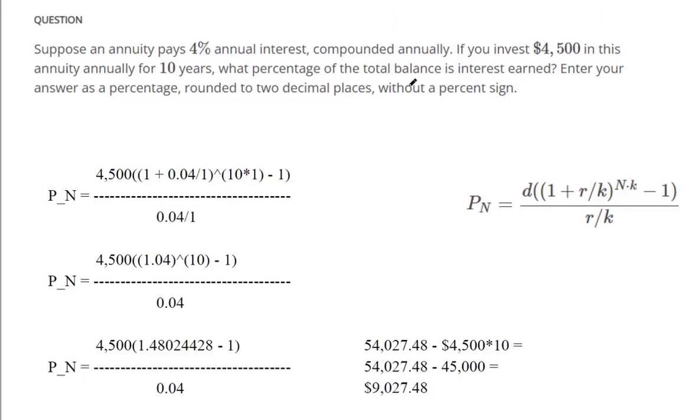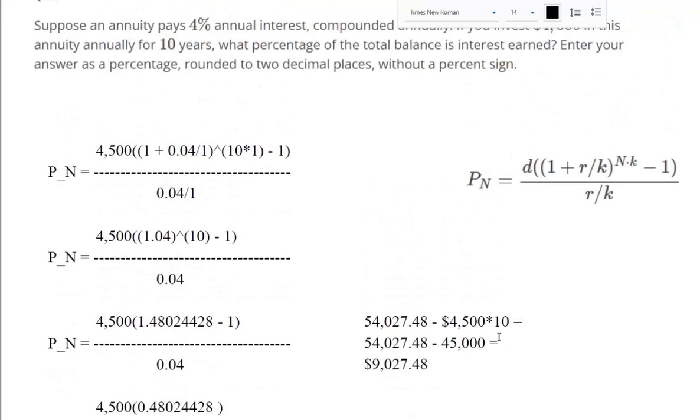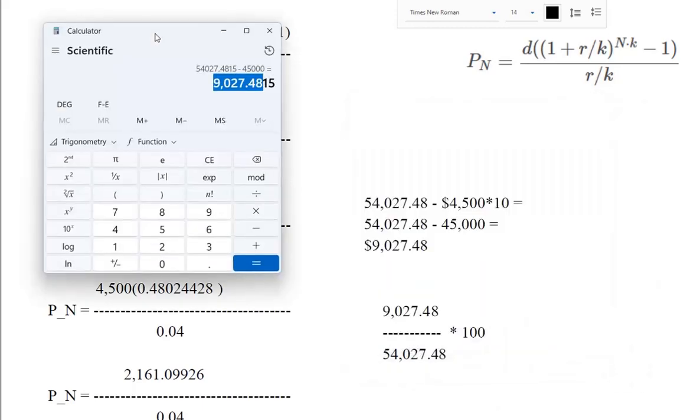Whoops, sorry, they said what percentage of the total balance is interest earned? Okay, so the total balance was $54,027.48. The interest earned was this right here. So to calculate a percentage, all we have to do is take the amount we're interested in, the interest earned, and divide it by the base of the percentage, which is, they said, the total balance, which is $54,027.48 in this account. And then you just multiply by 100 to finish converting it to a percentage.